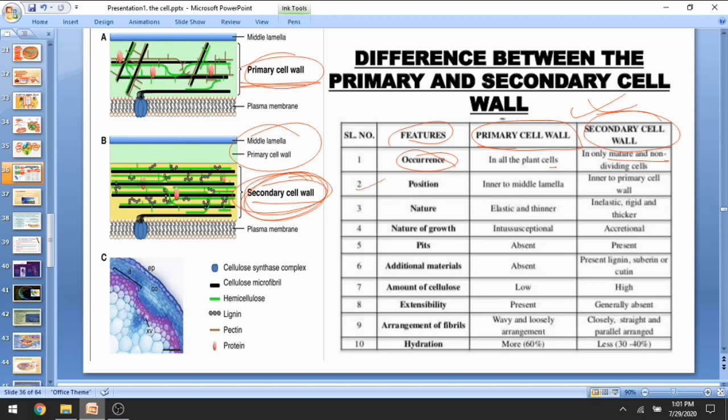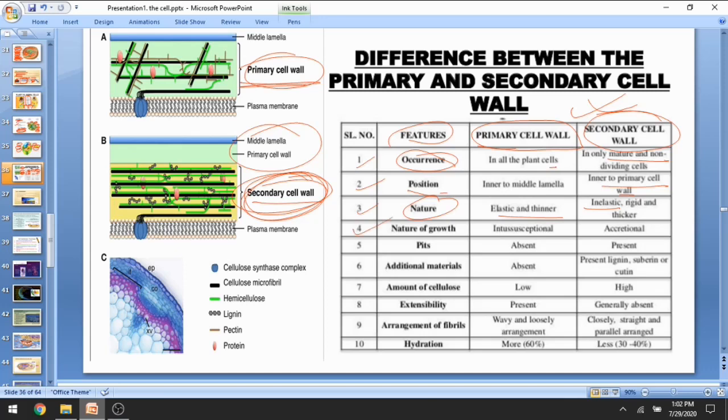If I talk about position, so where it is present, the primary cell wall is present inner to the middle lamella, whereas the secondary cell wall is present inner to the primary cell wall. Inner to the primary cell wall. Do you understand? Next is nature. What is the nature of these cell walls? The primary cell wall is elastic and thinner, while the secondary cell wall is inelastic, not that much elastic, because it is rigid enough, more matured than the primary cell wall, so it is harder, non-elastic, rigid and thicker than the primary cell wall.